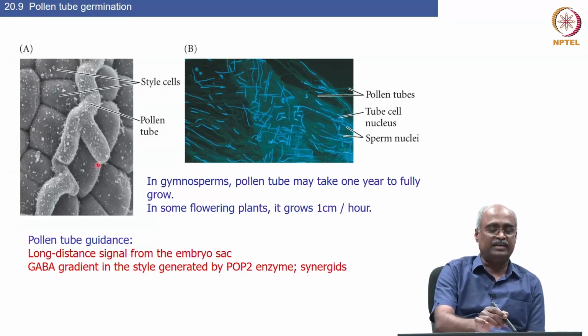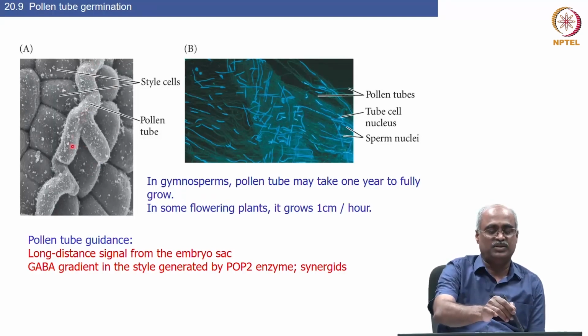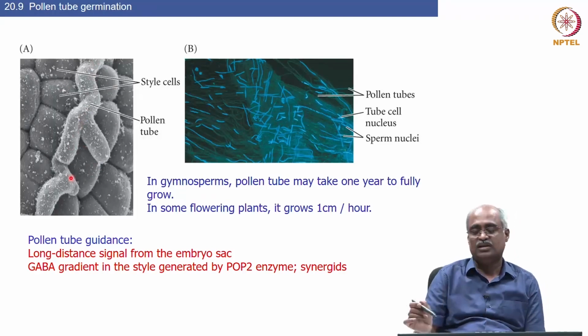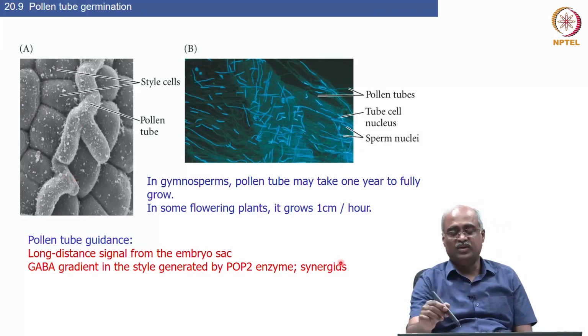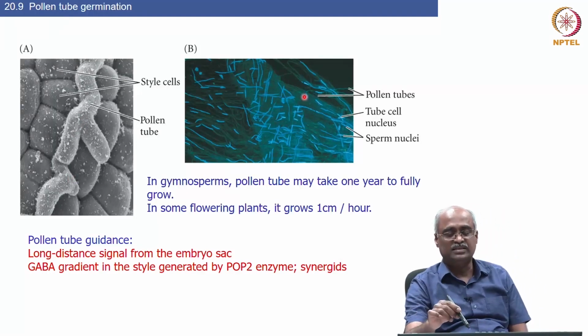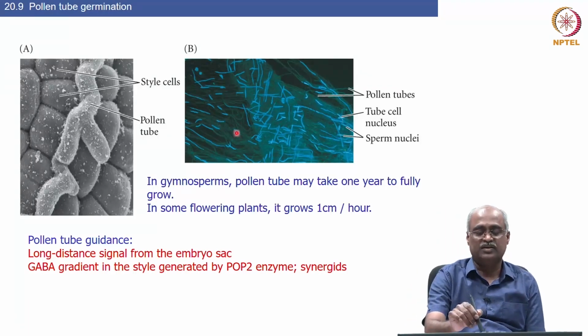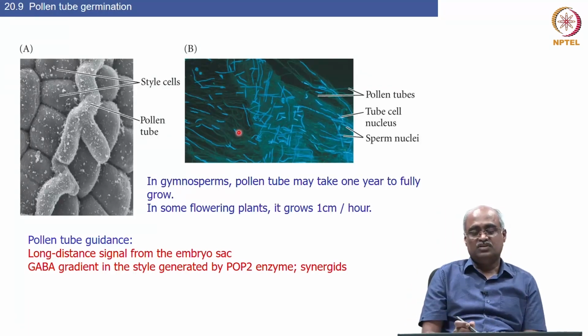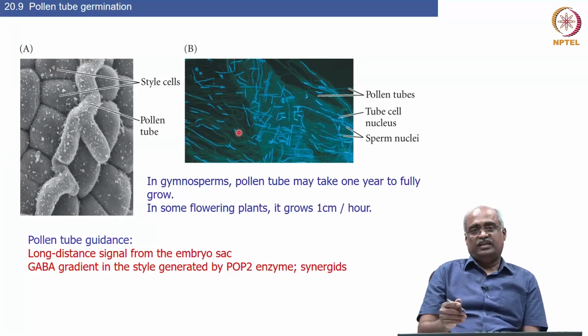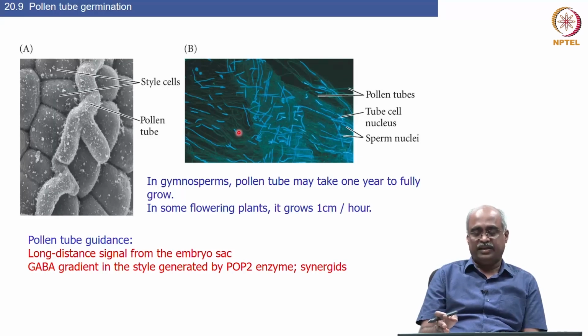So this is a scanning electron micrograph showing the style cells here, and this is the pollen tube that's coming down. Okay. And so here you have the nuclei nicely stained with the DNA binding dye DAPI, and you can see the pollen tube cells here, and the elongated structures of the sperm nuclei you can see here. So therefore they grow, in angiosperms particularly, very rapidly.